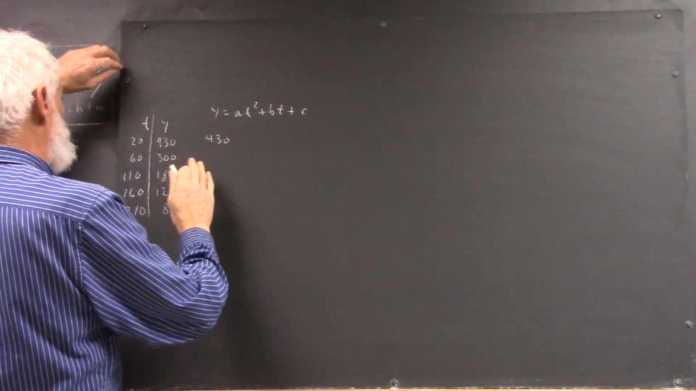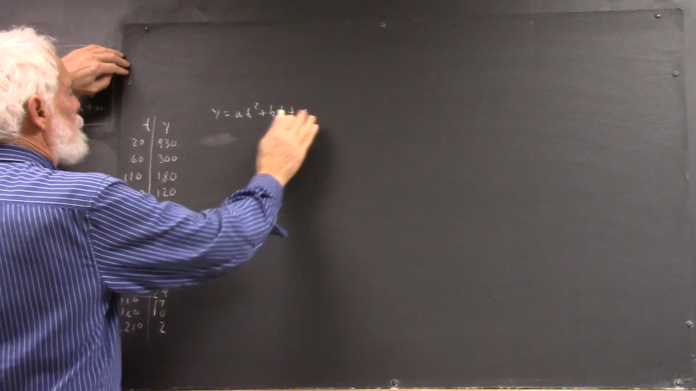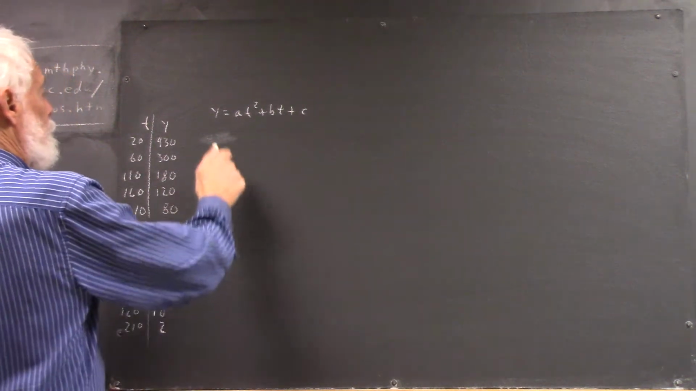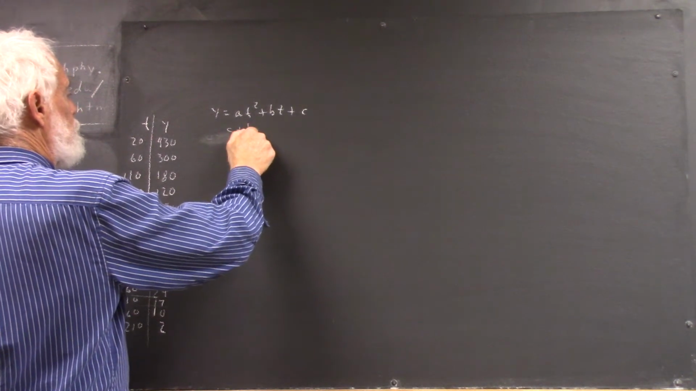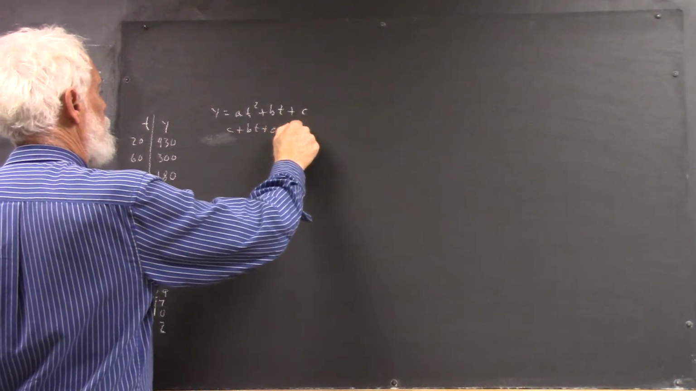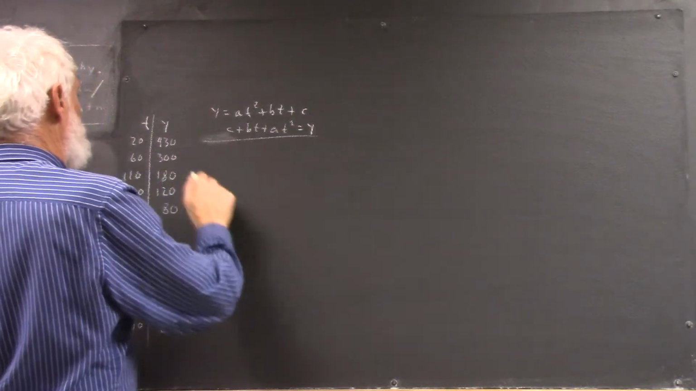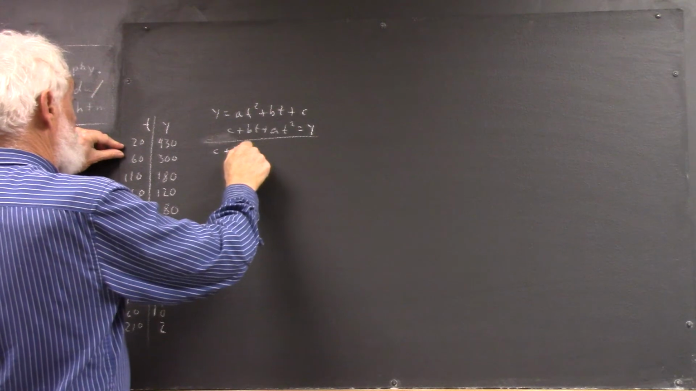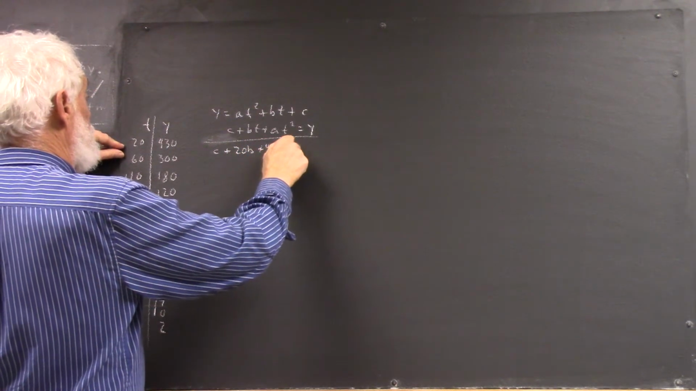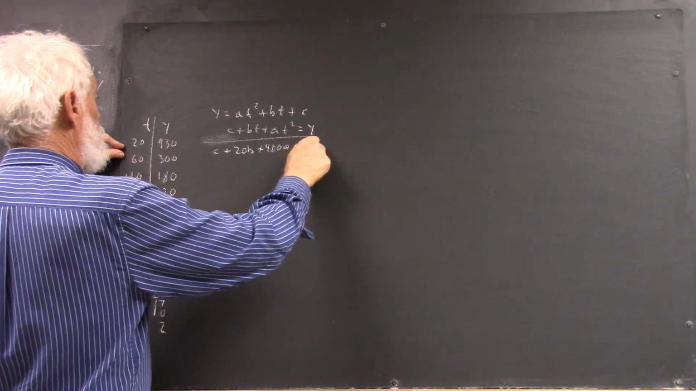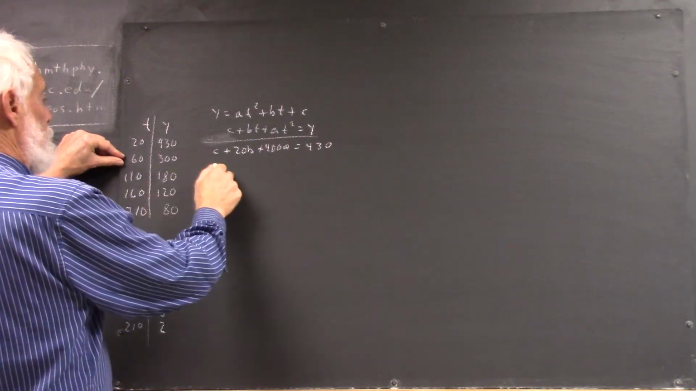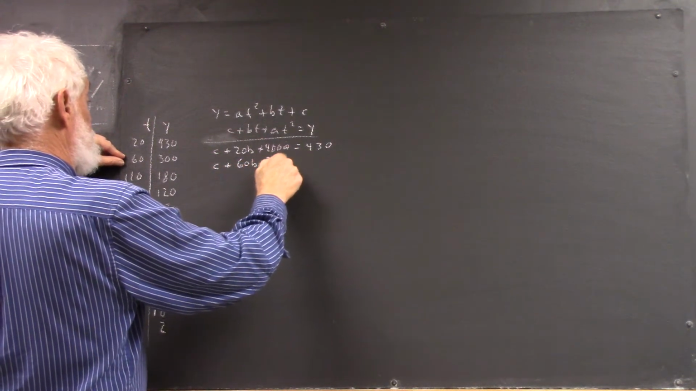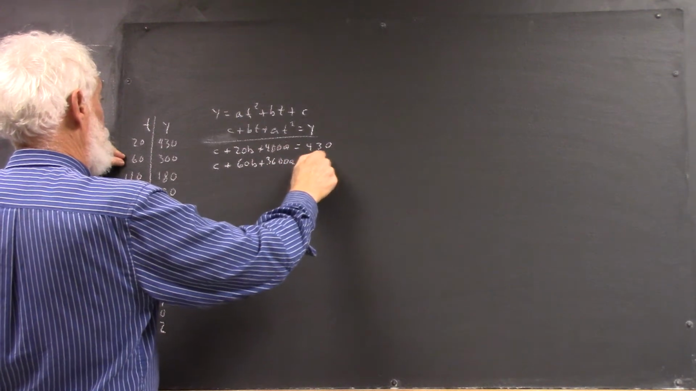Now I'm going to write the c first because it goes into the matrix more easily. So I'm going to put it in the form c plus bt plus at squared equals y. Okay, so the equation here would be c plus 20b plus 400a equals 430. Here you would have c plus 60b plus 3600a equals 300.